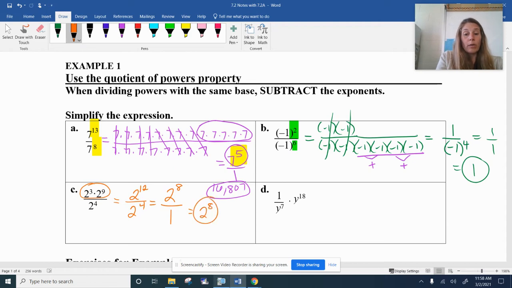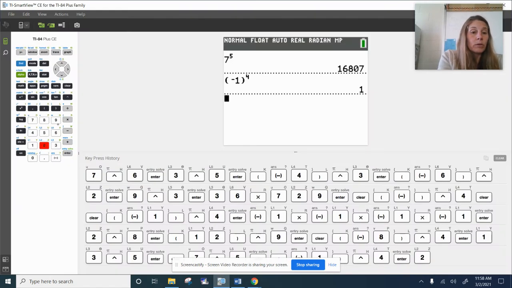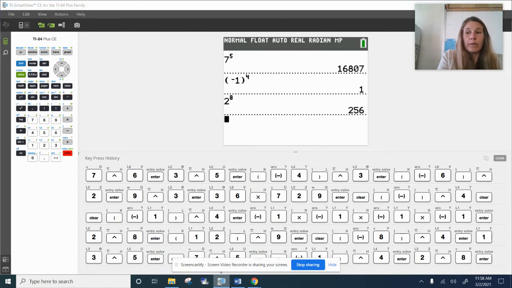And if you work that out on the calculator, 2 to the 8th power, you get 256.